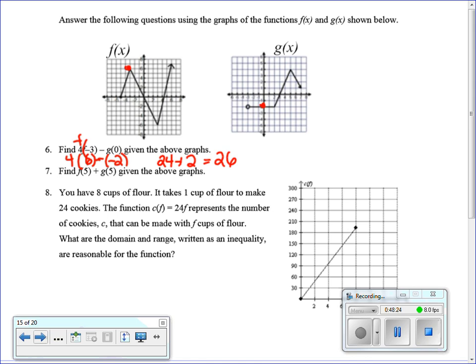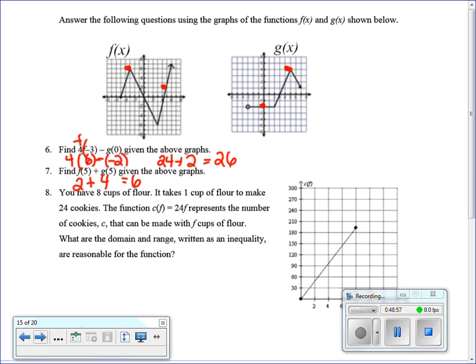Same thing for f of 5 and for g of 5. So when we're given f of 5, we go and look where x is 5. So in this case, when x is 5, y is 2. So f of 5 would be 2. Go to g of 5. So when x is 5, y is 4. So g of 5 is 4. And 2 plus 4 gives you 6. So find out what each of those functions is first. Then use those values to solve the expression that they're given.